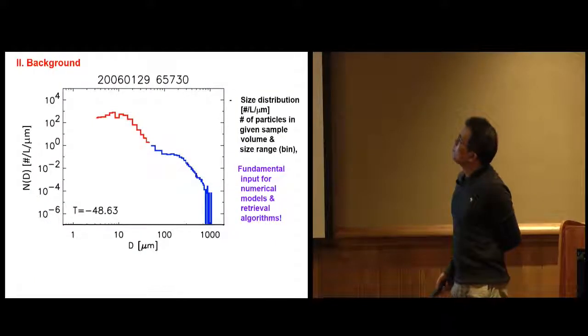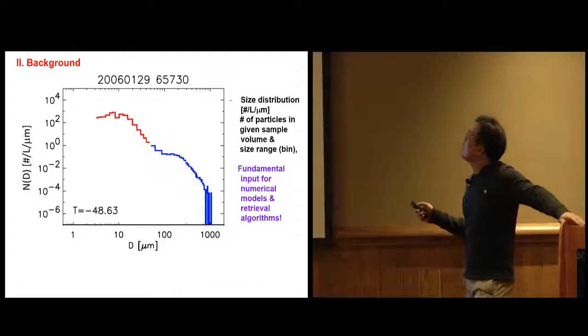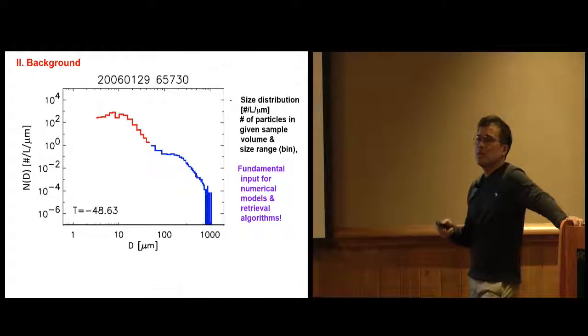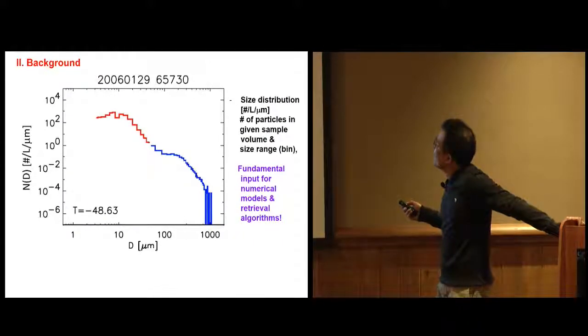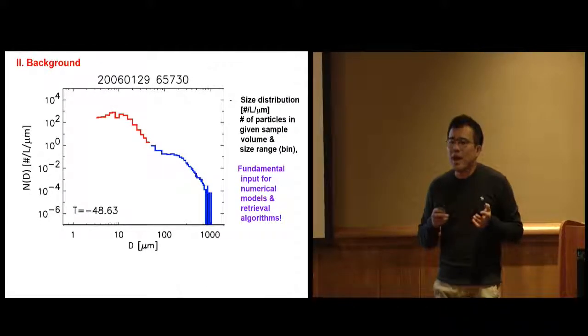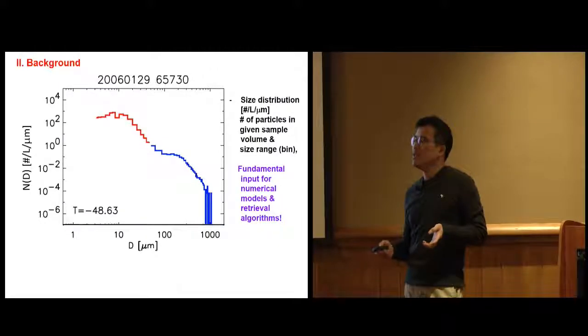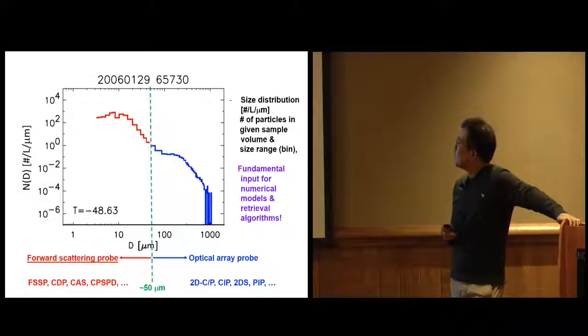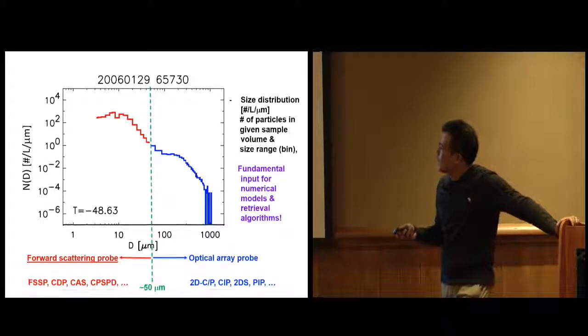I will tell you some background. Okay, so first one is size distribution. Size distribution is a measured number of particles per given sample volume and bin size. And this size distribution is very fundamental for numerical models and satellite retrieval algorithms. Then we are measuring this size distribution using the cloud probe installed on aircraft.